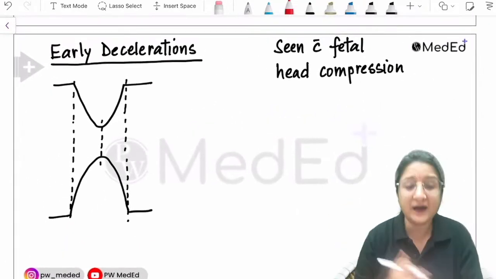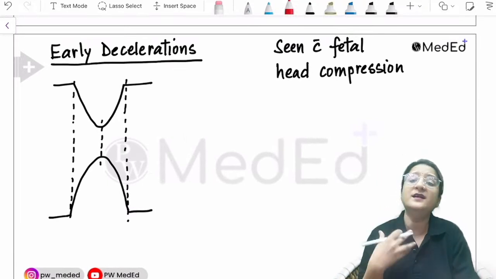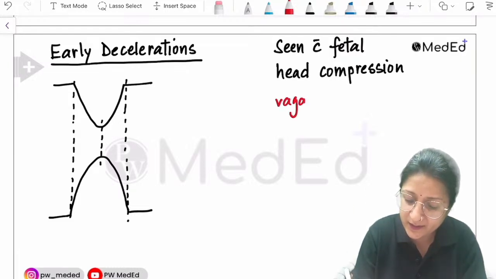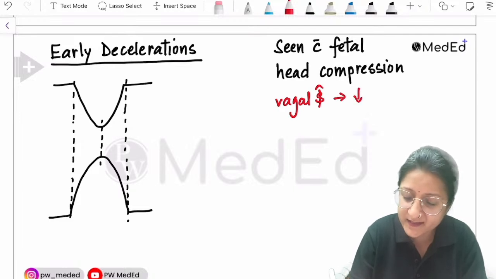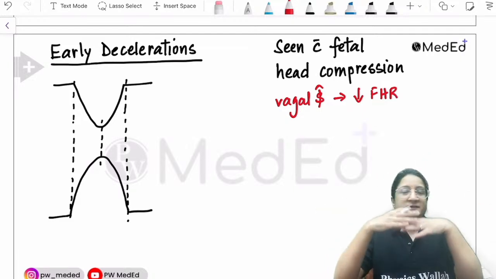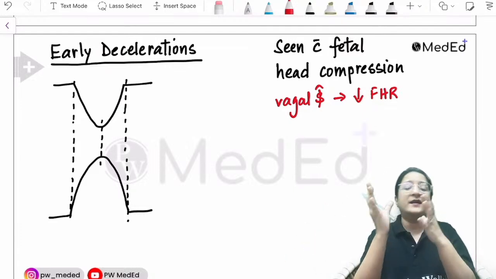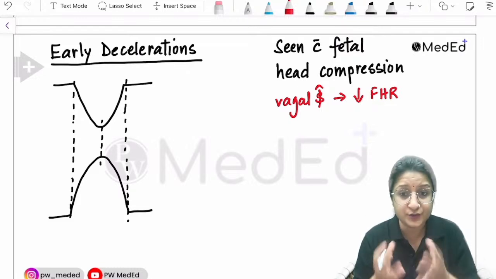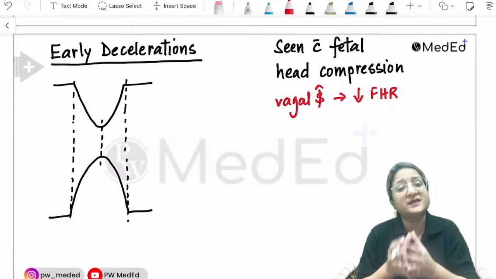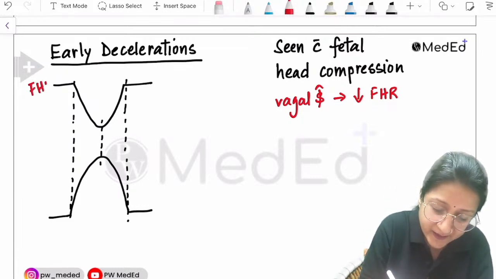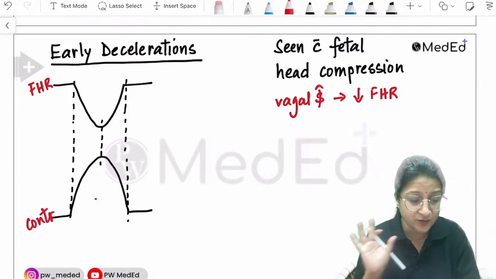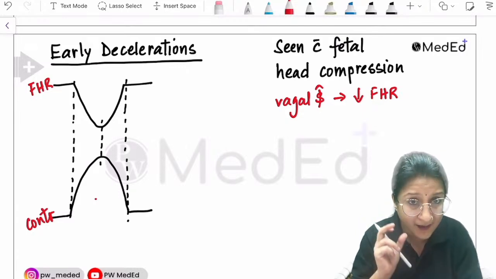And let's now also cover early deceleration. Early decelerations are seen with fetal head compression. When the fetus's head gets compressed, there is vagal stimulation, and because of vagal stimulation there is a decrease in the fetal heart rate. When the head compression is relieved, the vagal stimulation is over and the heart rate returns to the baseline. As simple as that. That is why it coincides with contractions. The deceleration is going to be exactly a mirror image of the contraction. So this is early deceleration. It happens with fetal head compression.